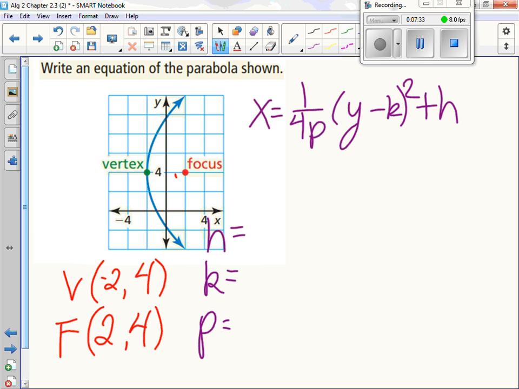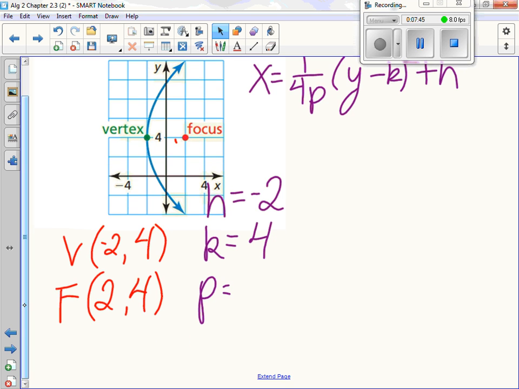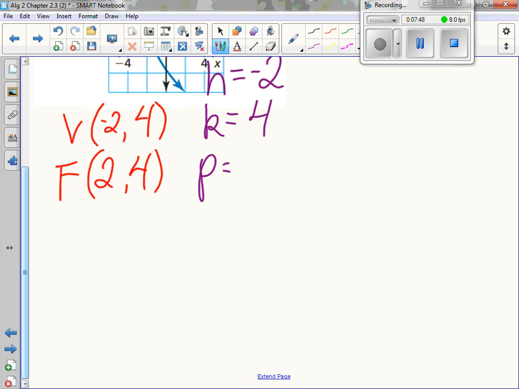So at the vertex, we know h is negative 2. We know k is 4. But we still need to find the value of p, because the focus value is equal to h plus p.